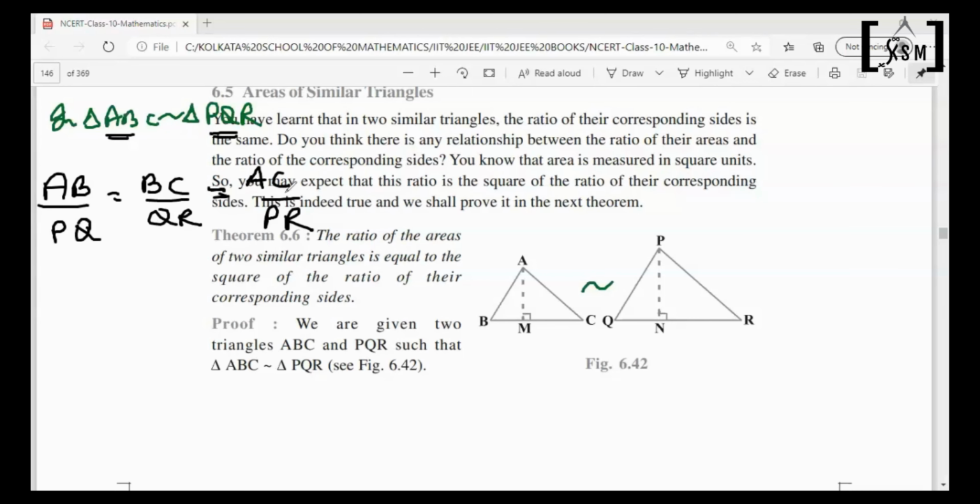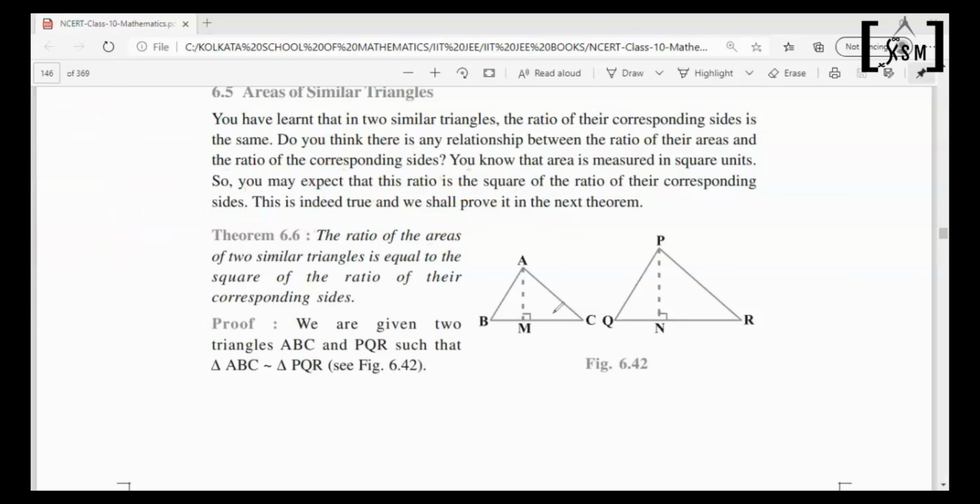These three side ratios will be equal. This theorem says that the square of these side ratios will always be equal, and they all will be equal to the area of triangle ABC over area of triangle PQR. AR means area. So again repeating, if two triangles are similar, then their corresponding side ratios square will be equal to the ratio of their areas. Correct?